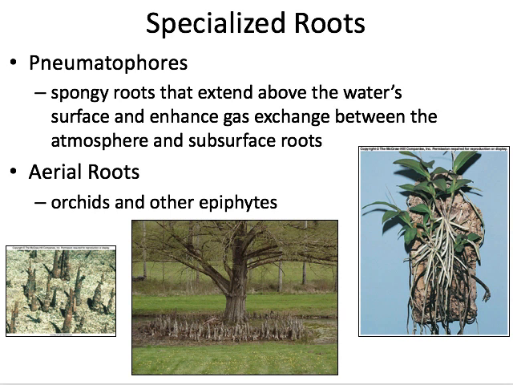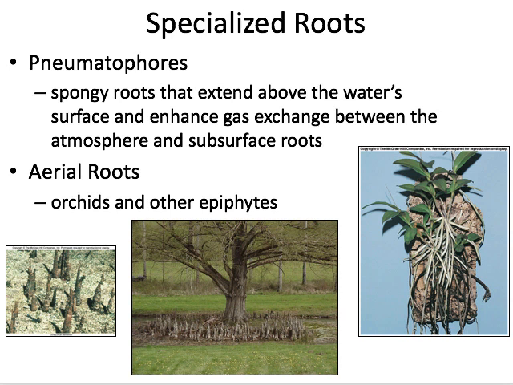Our next specialized root is a pneumatophore. These are found in different types of trees that often grow in very waterlogged soils. By having roots that grow above ground, it allows for gas exchange so that the trees don't choke to death on too much water. Because while trees need water, too much water does not allow them to breathe.